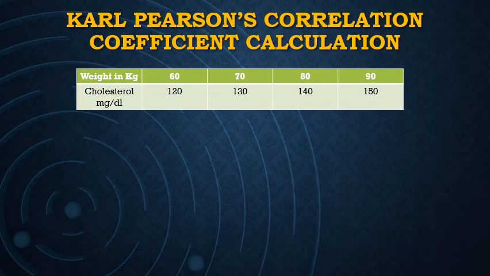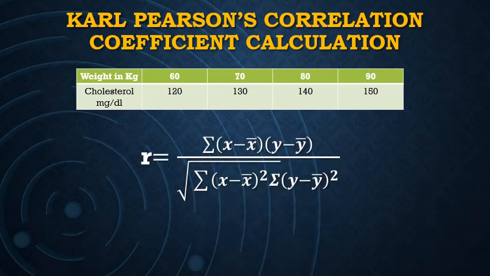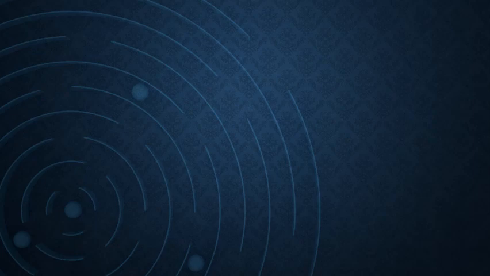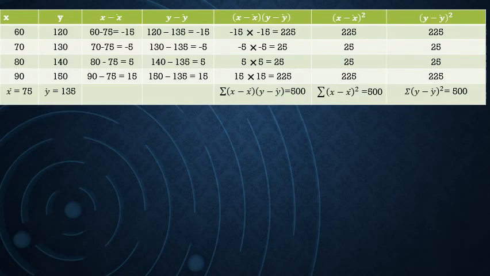So let's see the calculation. Weight in kg: 60, 70, 80, 90, and cholesterol: 120, 130, 140, 150, in mg per dl. Now we will keep this formula in this. Fine. So let's move. This will be the x: 60, 70, 80, 90, and y: 120, 130, 140, 150. Fine. So this is how I made it.